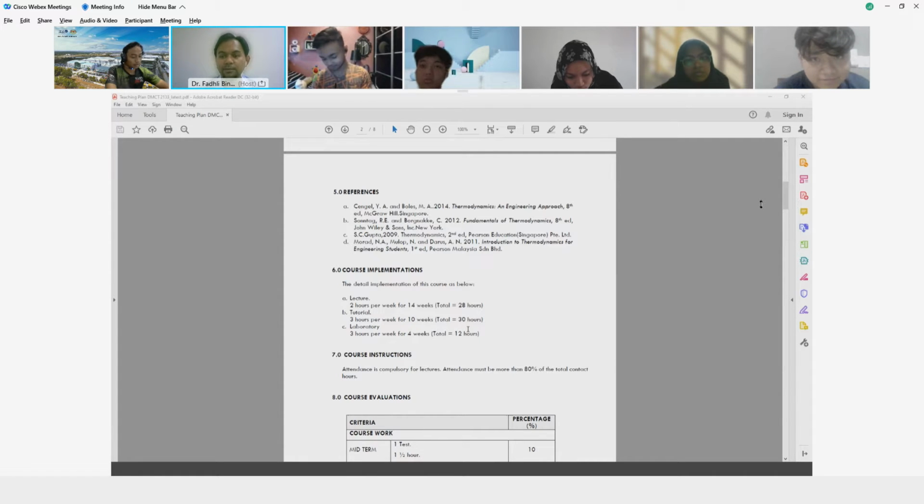I hope we can settle the laboratory work as soon as possible because we want to minimize our face-to-face session. So maybe probably 3 weeks only for laboratory work. We want to minimize our face-to-face session.